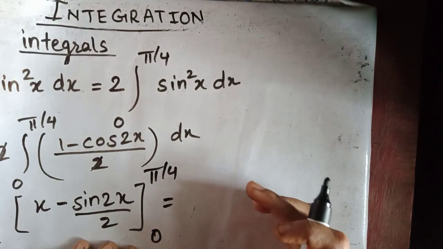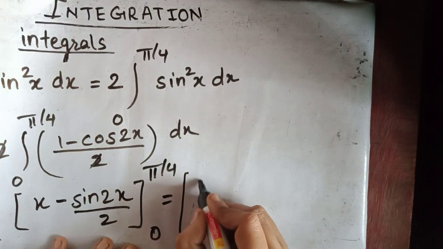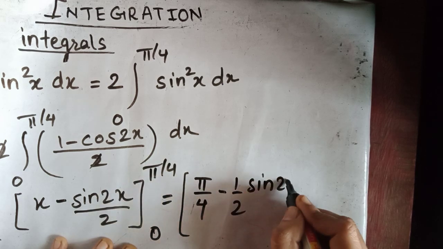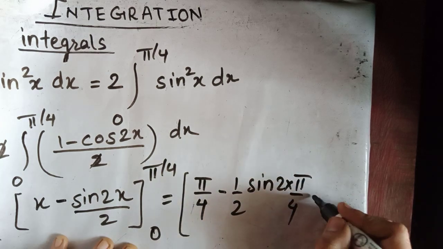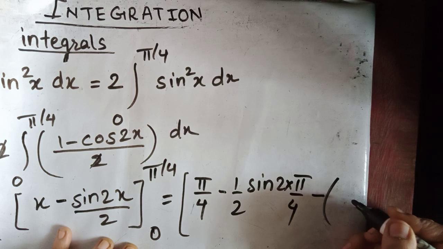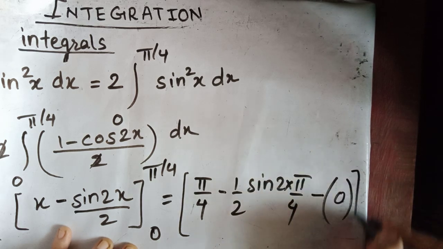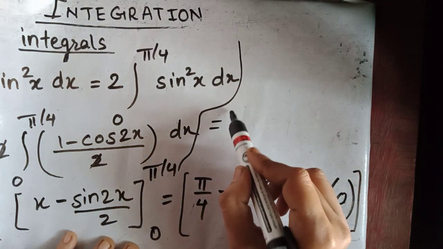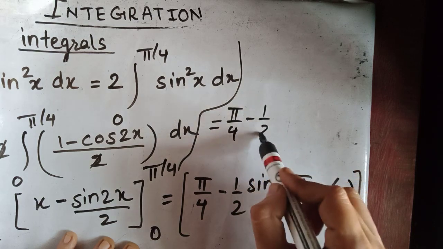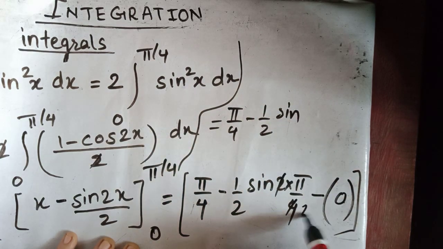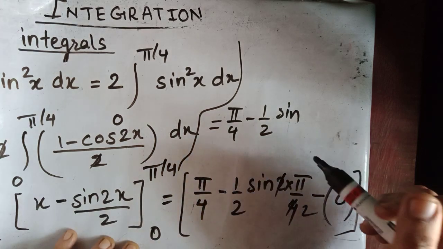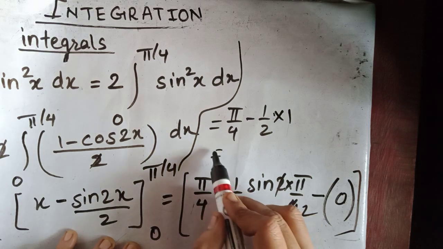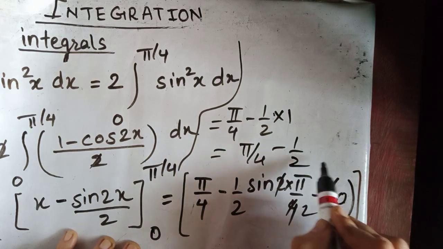Now you substitute the limit. So this will be pi by 4 minus half sine 2 into pi by 4, minus 0 minus sine 0, which is 0. So this term becomes 0. The final answer is pi by 4 minus half sine pi by 2. Sine 90 is 1. So final answer is pi by 4 minus half.